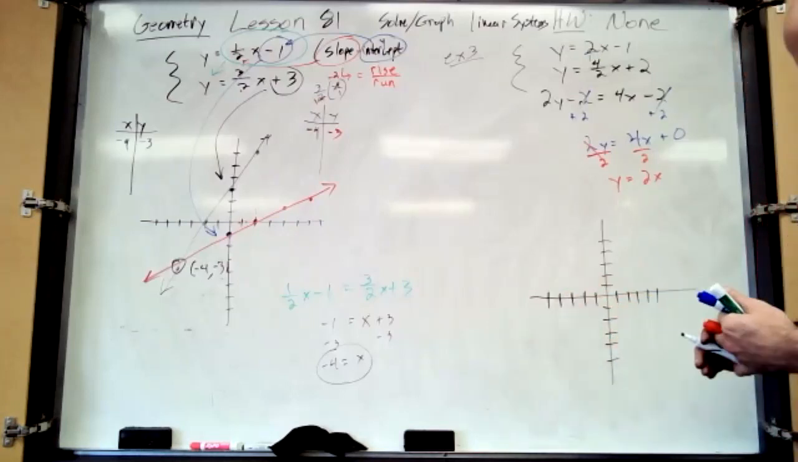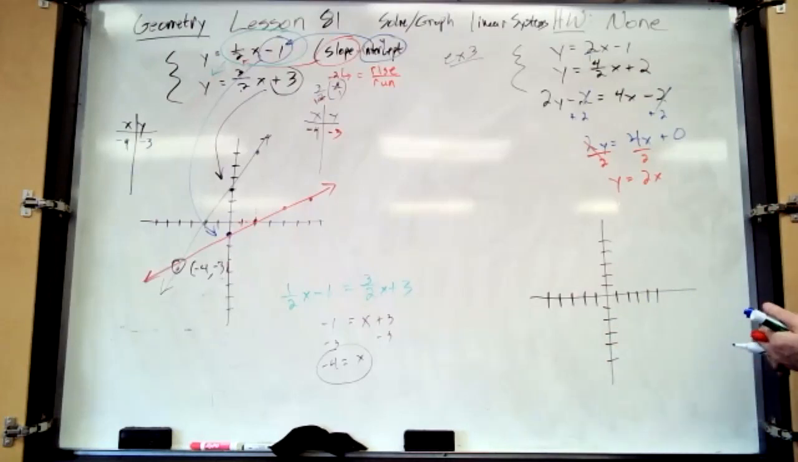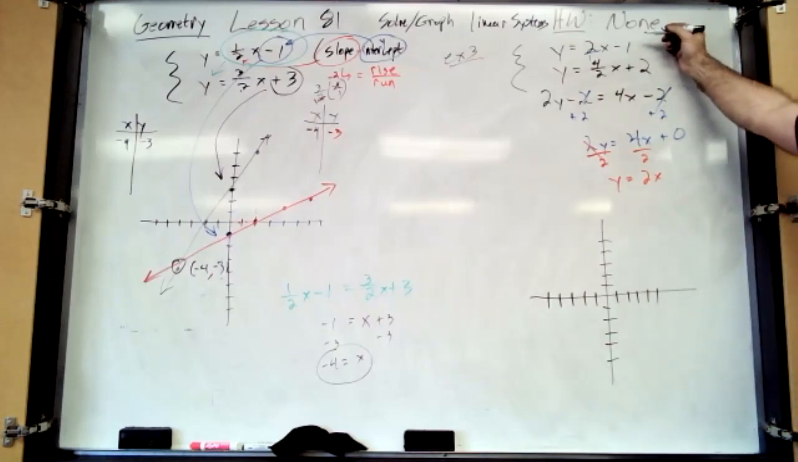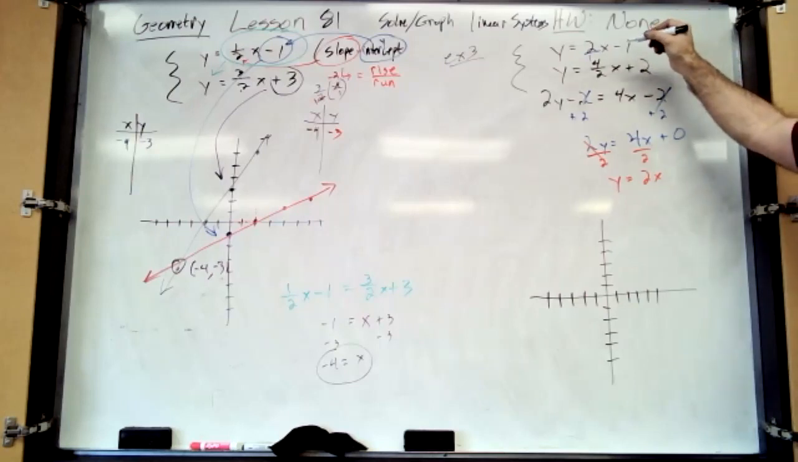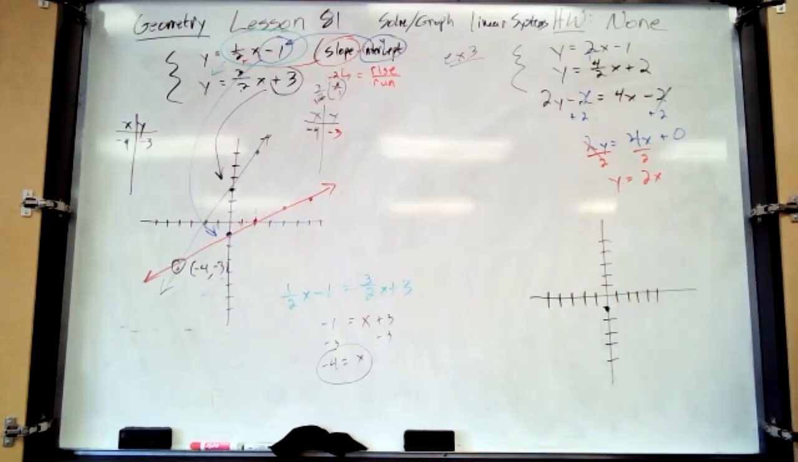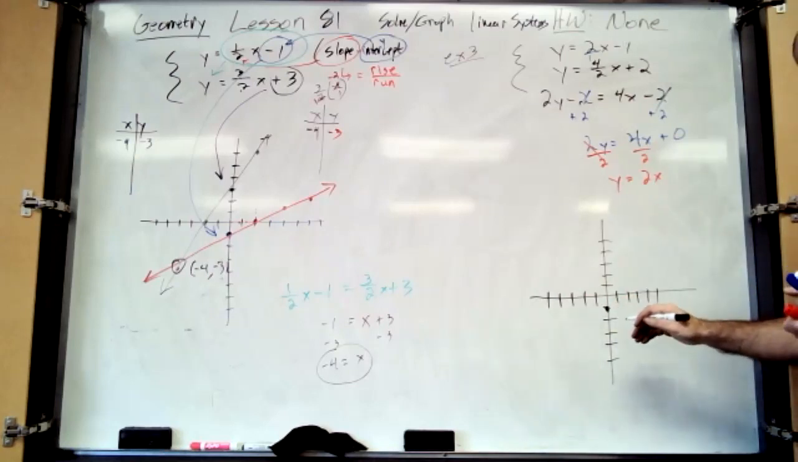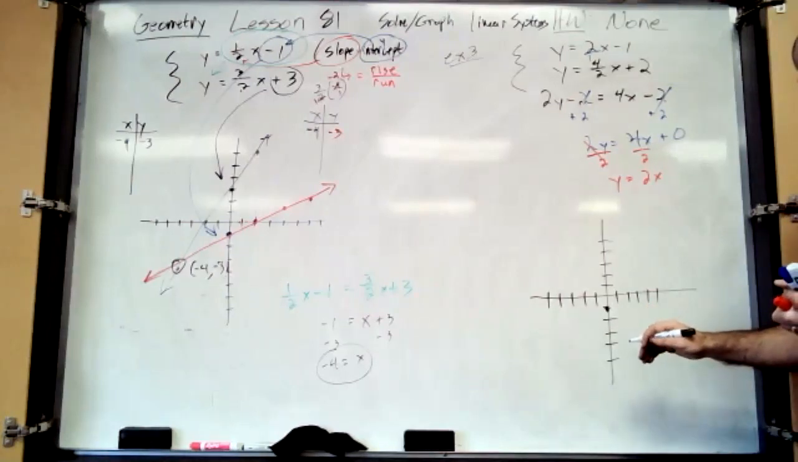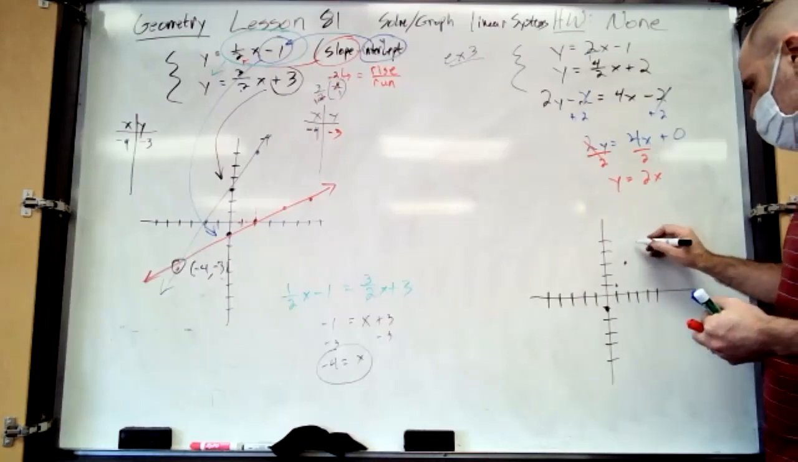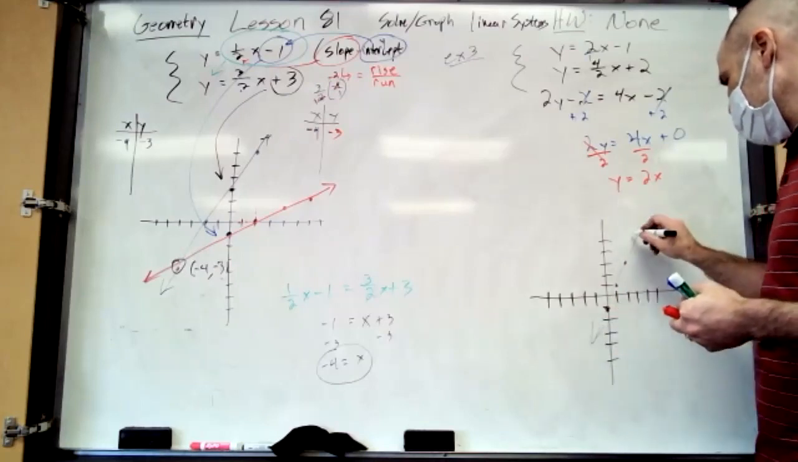What do you think is going to happen? How do you graph y equals 2x minus 1? Where do you start? You start at the y-intercept. So down one, so this is the y-axis intercept. So it's down here. And then what does the slope of 2 look like? Up 2 over 1, up 2 over 1, up 2 over 1. So it looks like that.